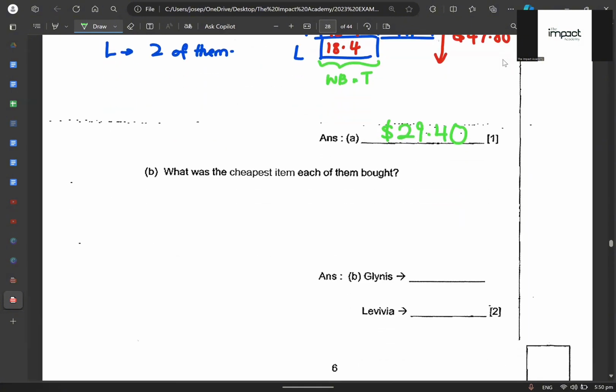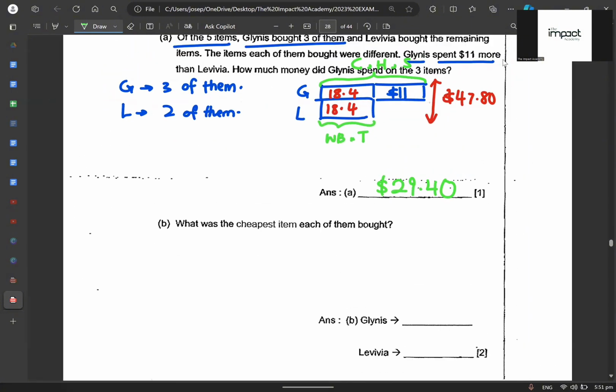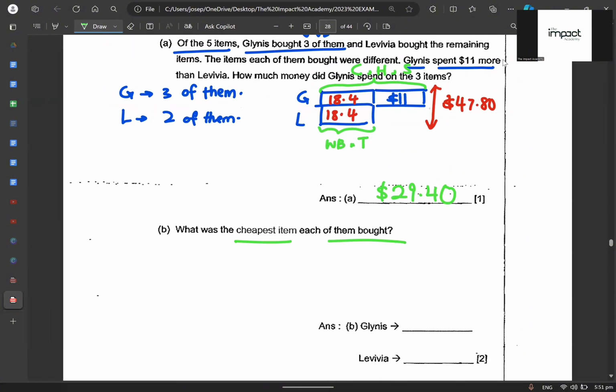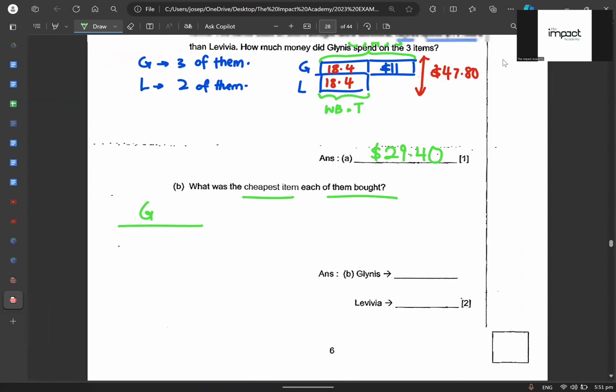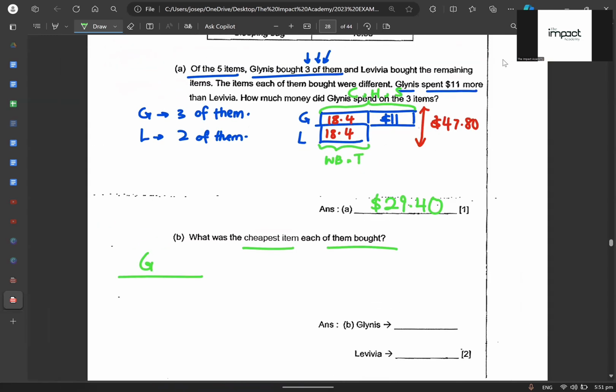And then we also list down the cheapest item each of them bought. So you want to be very, very careful, okay? You know why I say that? See, whenever you see questions like that, quite easy one, you want to seize the opportunity. Why are you using this when you can use a calculator?